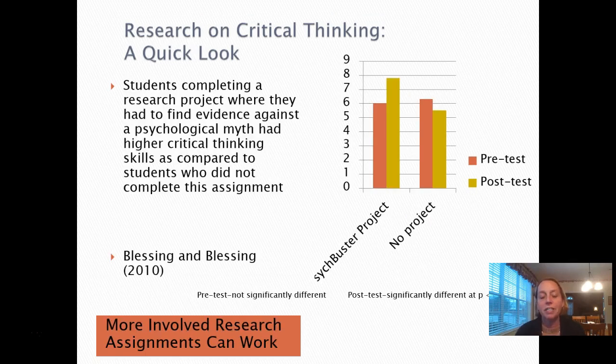Now, however, in this particular case, Blessing and Blessing did a different research project. And what they did is they compared students who engaged in what was called the Psych Mythbuster project versus no project. And what they did discover was that the students who didn't do any project also had lower critical thinking, which is kind of disturbing how it could go down after a semester of school.